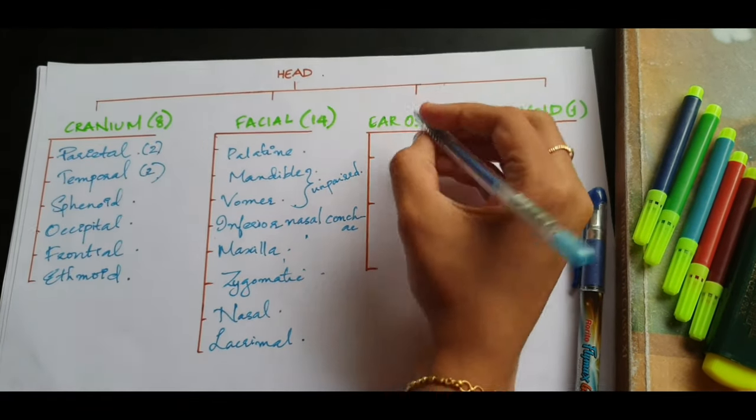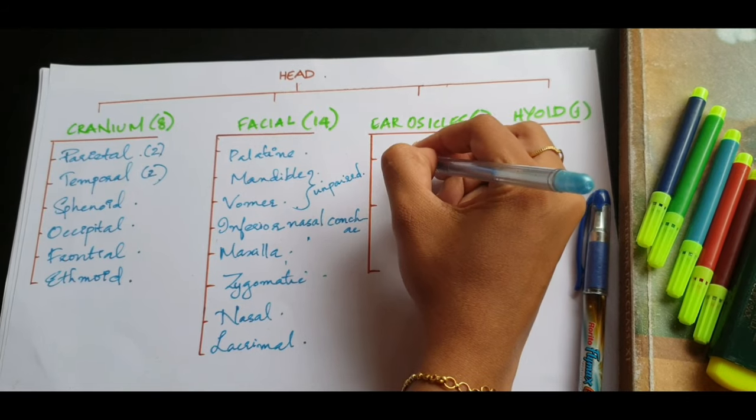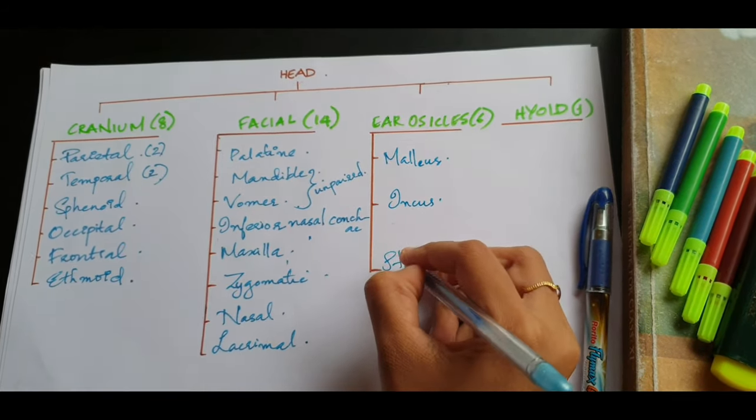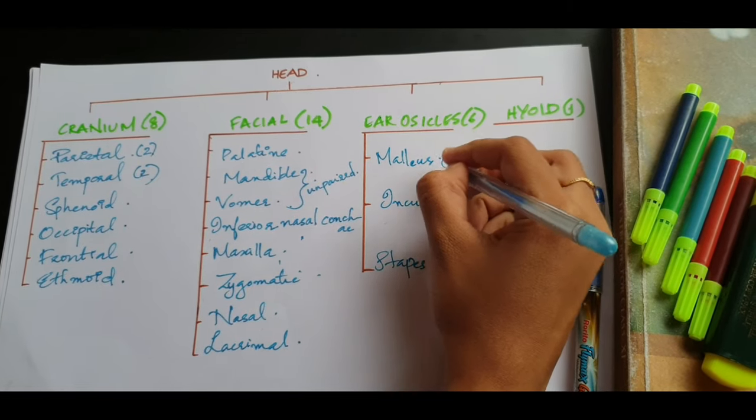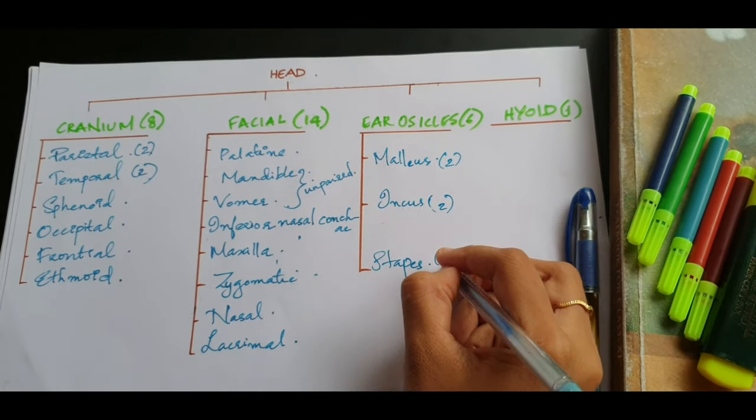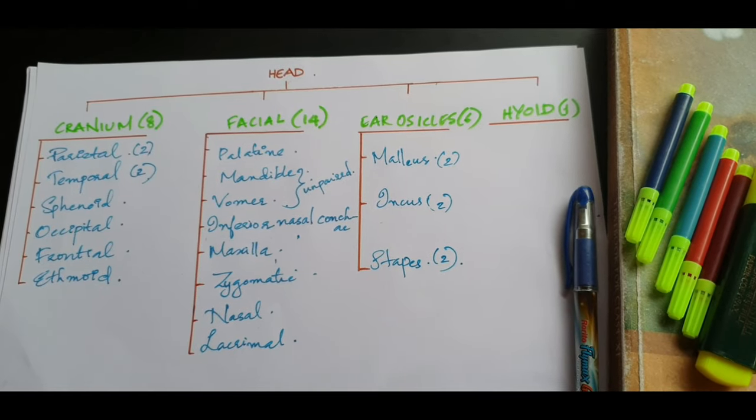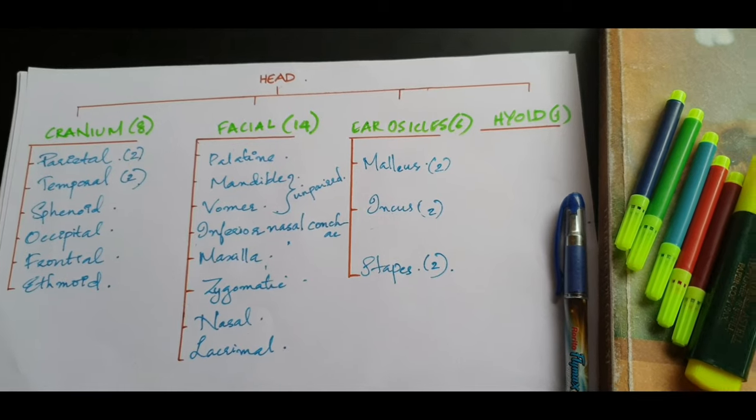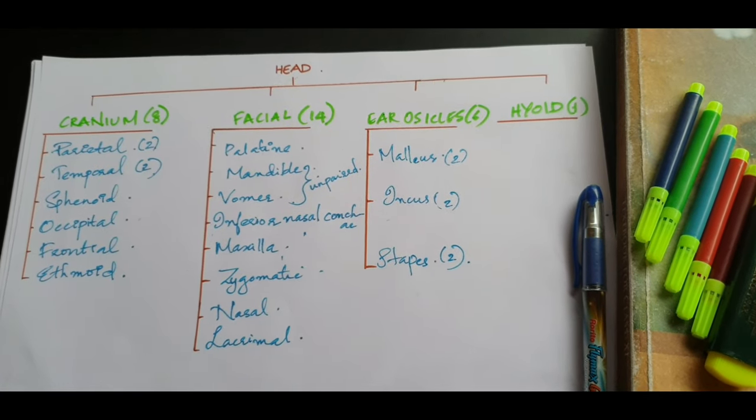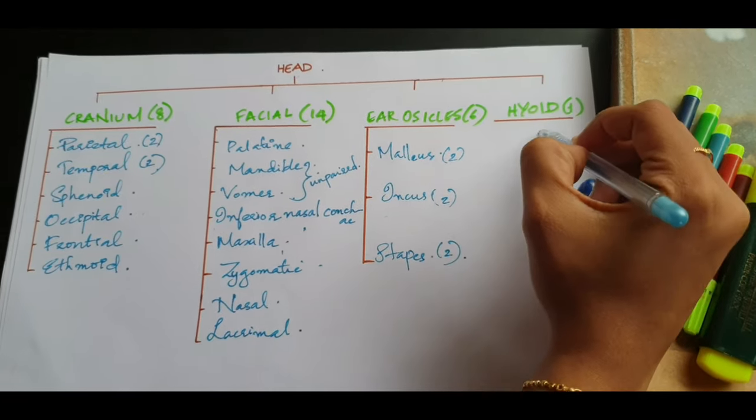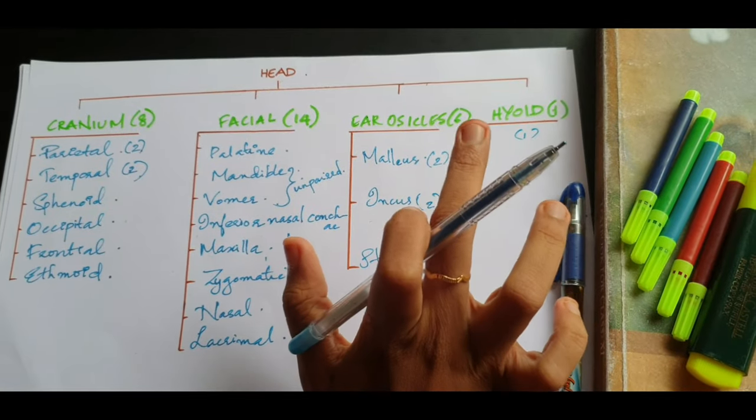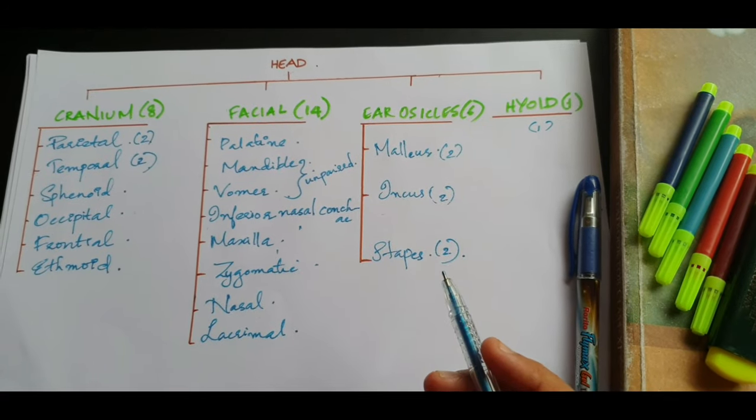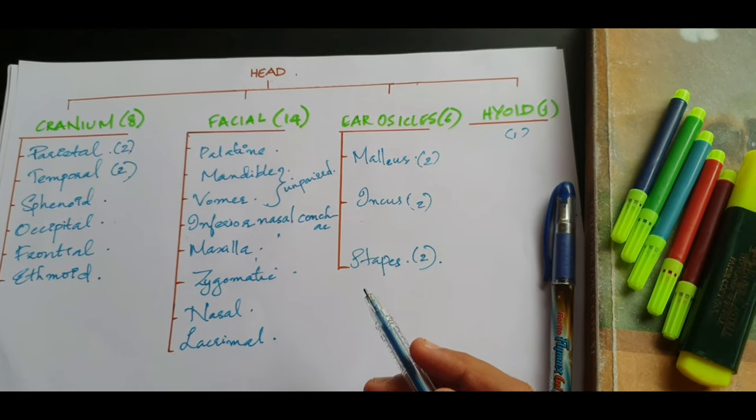Then next, ear ossicles, which everyone knows: malleus, incus, and stapes, all are paired. Then at last, the hyoid, which is only one. It's a U-shaped bone which supports the tongue. There's only one, it supports the tongue, and it is not attached to any other skull bones.